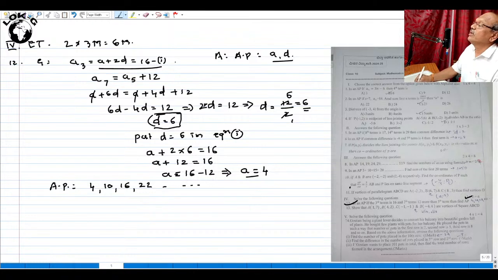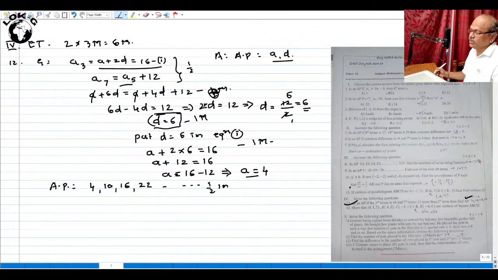For noting down the details, for correct substitution, for using the formula, mathematically reproducing and doing all these things, you will get half a mark, right? And 1 mark will be given for finding D. Finally, half a mark will be given for writing the AP. You can skip this, right? Half a mark will be given for reproducing the equations. Like this, they will have the marks distribution. Every step will fetch you marks.